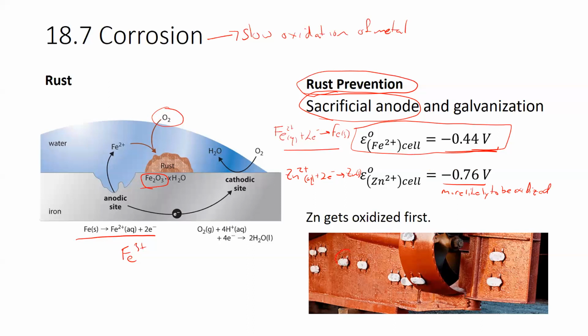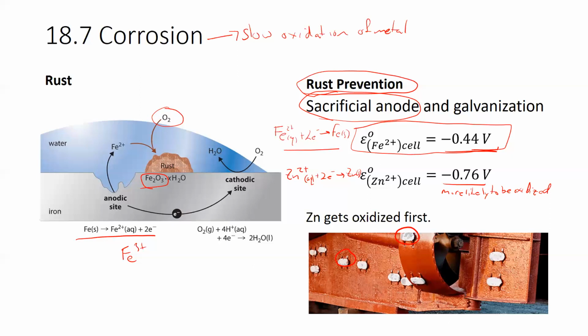So if you attach little pieces of zinc metal to the hull of, say, a warship or a container ship, what's going to happen is, of course, you want that container ship to be painted so that water doesn't get to the actual iron, but paint flakes off. And so the water in the ocean, where there's oxygen in the ocean also, rust can occur.